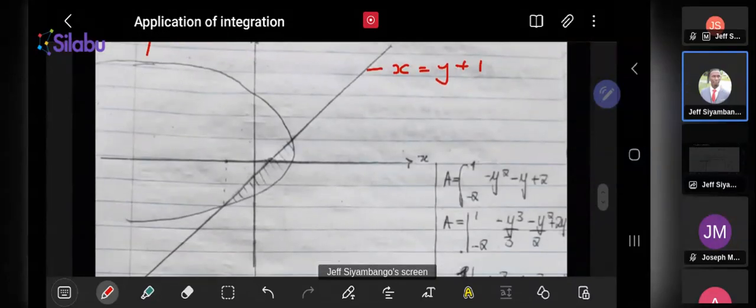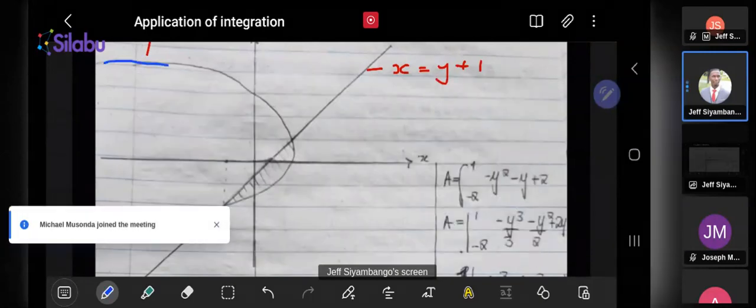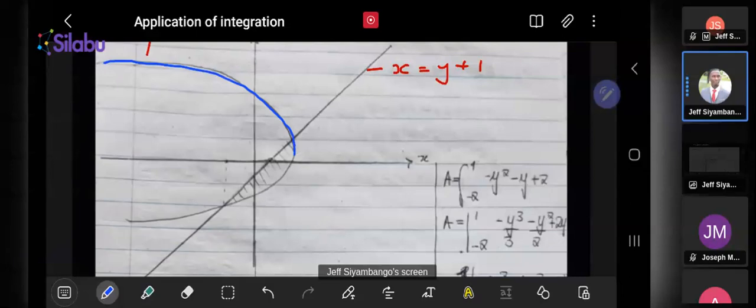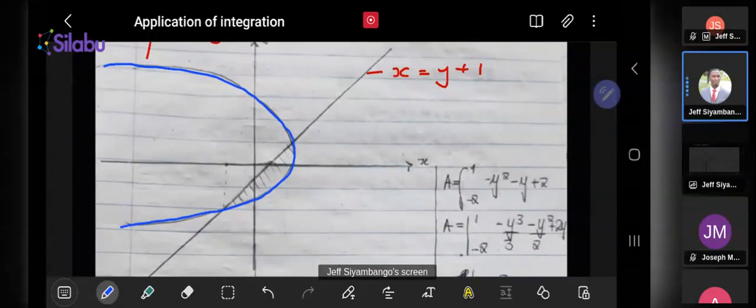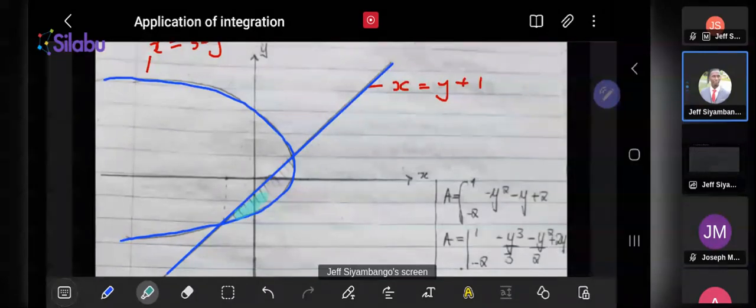So I'm just going to sketch through the two graphs. The first one is this one here in blue. So this is the curve part. And then the other one is the straight line, which is this one. When you look at these two graphs, clearly the only space that is closed in, let me not say boxed, let me say closed in by these two graphs can only be this area here. So this becomes the area that we are actually looking for. This is the area that they are asking us to find.